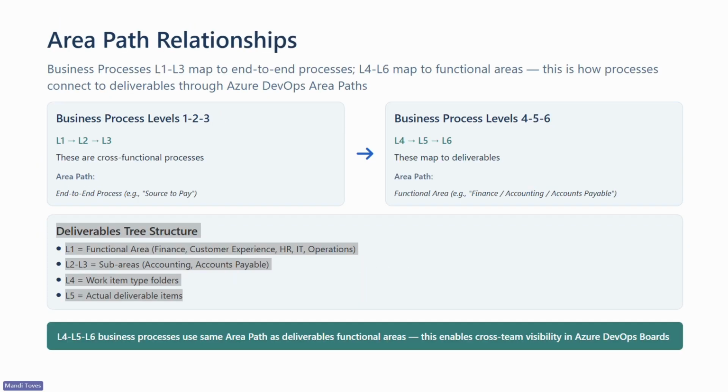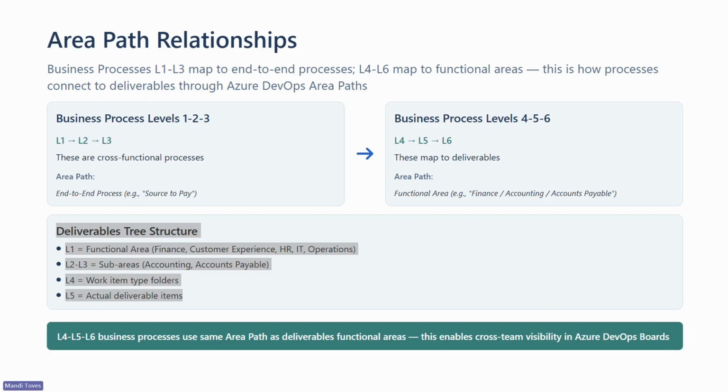Okay, now we'll get into area path relationships. Let's see how these work item types connect together in practice. Take a single level 3 business process, like process vendor invoices. From that one process, you generate multiple deliverable types. You need a configuration to set up invoice matching policies, a workflow to configure the invoice approval chain, an integration to import invoices from a legacy system, a report for AP aging, a migration for open vendor invoices.